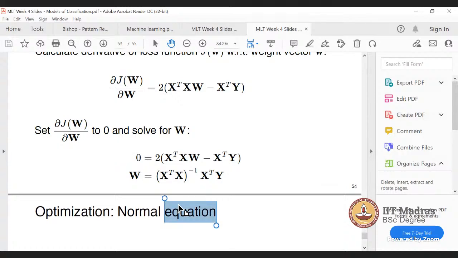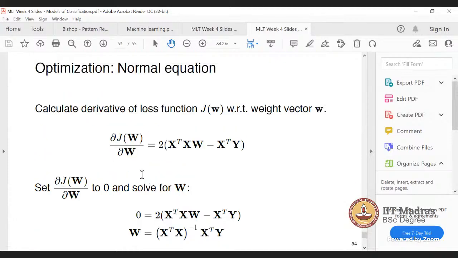Remember, (AB) inverse is equal to B inverse A inverse if A and B are both invertible matrices. But in real-world data sets, X need not be invertible all the time. There can be examples which have the same feature values, or features that are dependent, so X need not be full rank. That's why we keep it in this form and don't calculate the inverse of X transpose X. So this is your W using the normal equation.